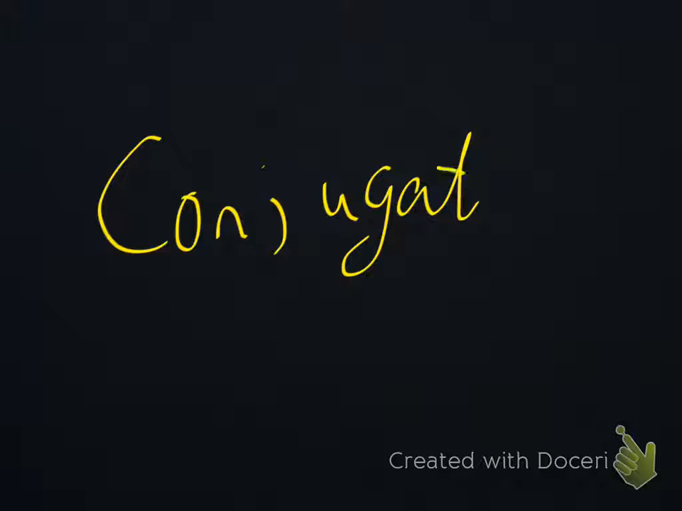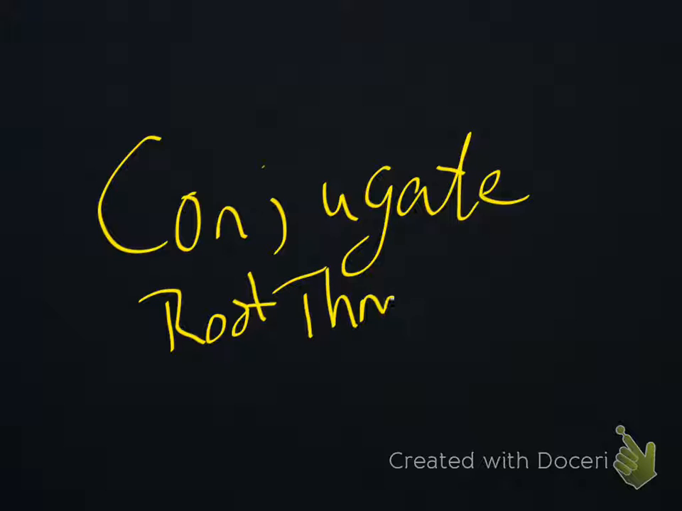Okay. Now let's talk about the conjugate root theorem. The conjugate root theorem says, first off, let's figure out what a conjugate is. So a conjugate.